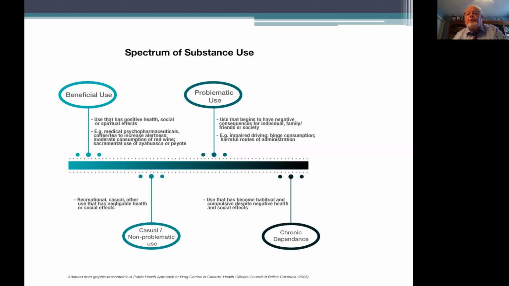First, it's important to recognize that substance use has a continuum, moving from beneficial use, which is positive health, social, or spiritual effects, to casual use that's generally non-problematic, to problematic use, which is associated with negative consequences, and then to chronic dependence or addiction, in which the use has become compulsive or habitual.